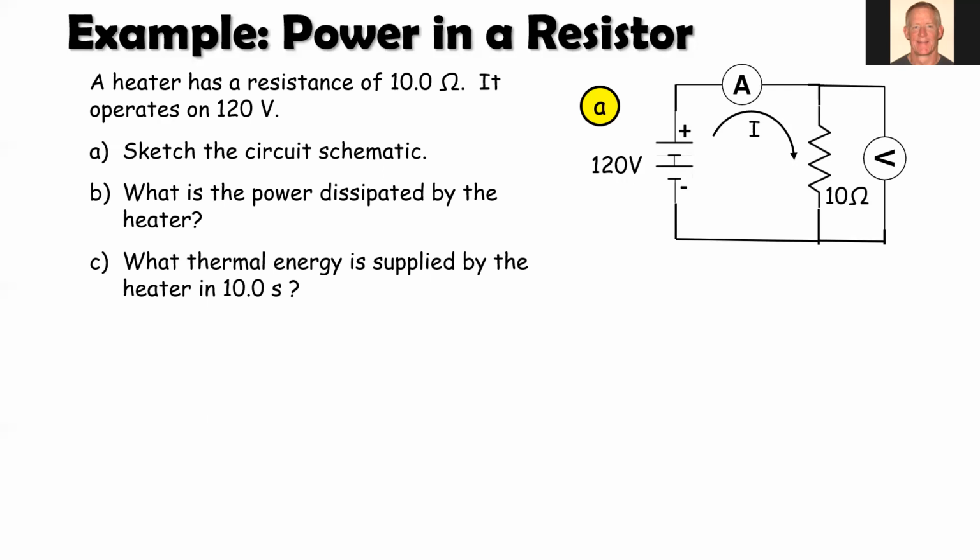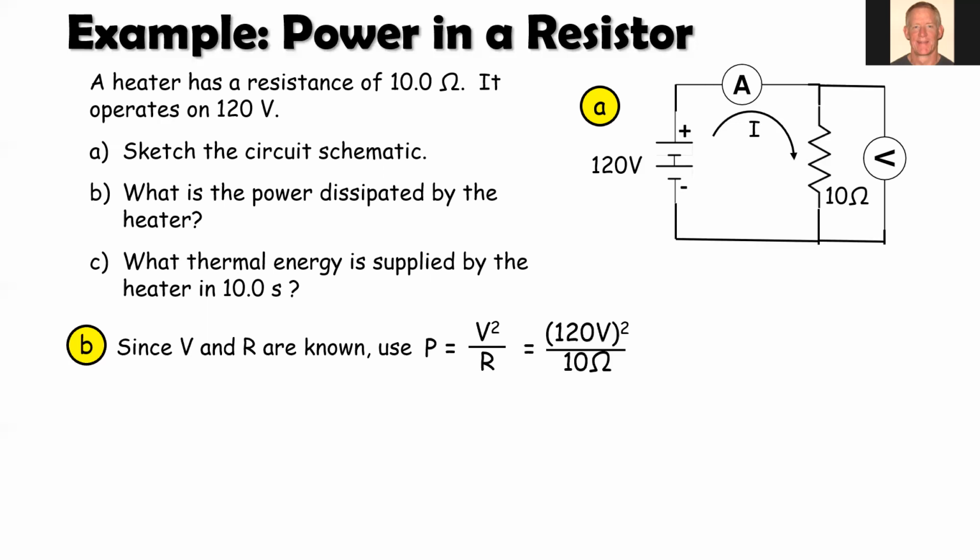The current is going to say, oh, it's much easier for me to flow through the 10 ohm resistor than the voltmeter, which has nearly infinite resistance. So when we attach a voltmeter in this way, it doesn't really change the behavior of the circuit and how the current flows. All right, let's find the power dissipated by the heater. So since we know the voltage, the voltage drop across the resistor is the same as the voltage rise in the battery. So we know the voltage, 120 volts, and we know the resistance, 10 ohms.